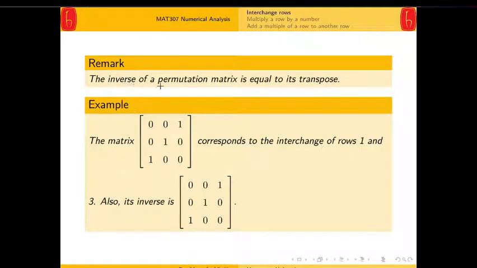Okay, the inverse of a permutation matrix is equal to its transpose. This is a remark. As an example, this matrix corresponds to the interchange of row number 1 with row number 3, because if we start with the identity matrix, we can obtain this matrix by interchanging row number 1 with row number 3. Okay, so this is what it means in the row operation as well. Also, the inverse of this matrix will be the transpose of this matrix, and the transpose of this matrix is itself, so this one.